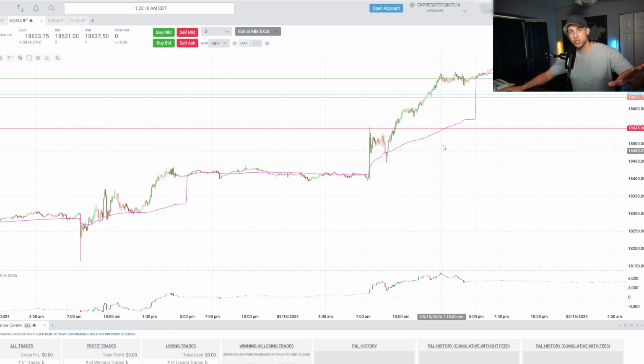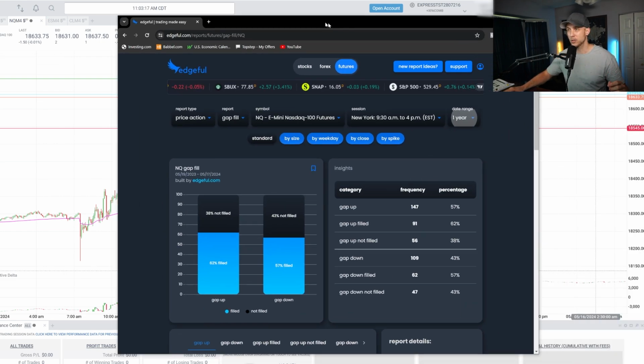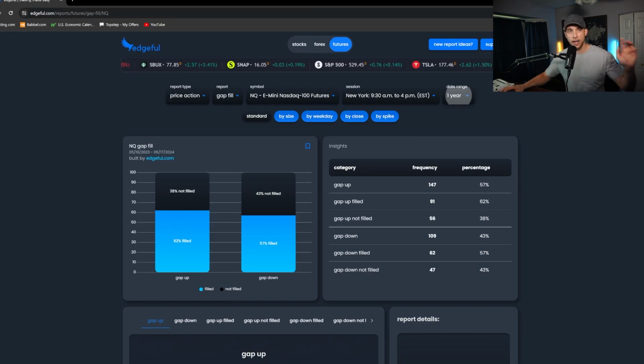All right, now I'm gonna show you a tool real quick. I'm gonna show you a tool that I use that goes over statistics on gap fills. This is a tool called EDGEFUL.